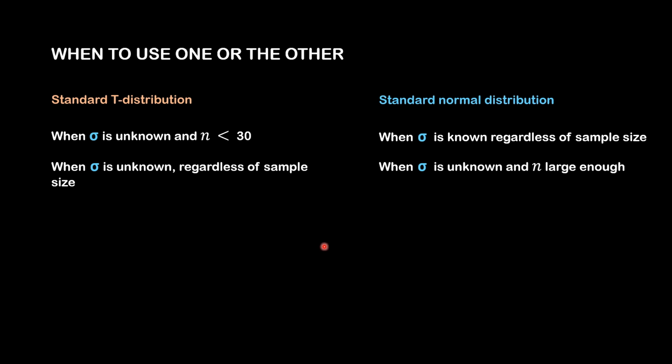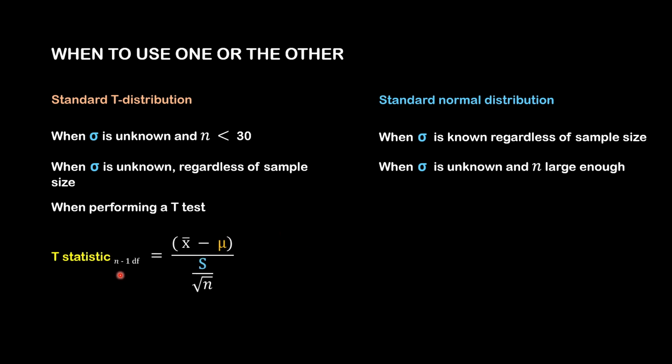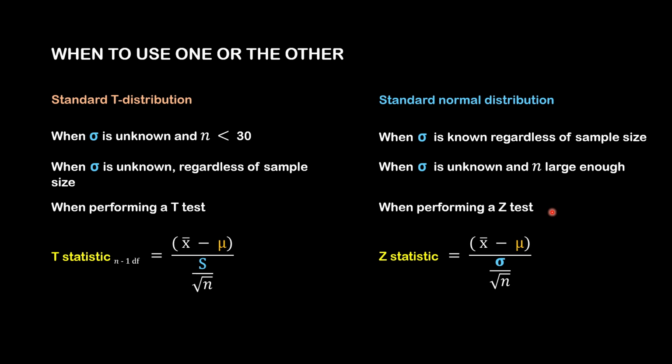And we use the t-distribution when we perform a t-test, where we calculate a t-statistic with n-1 degrees of freedom using this formula. And we use the normal distribution when we perform a z-test, in which we calculate a z-statistic using this formula when sigma is known, and this formula when sigma is unknown. And just to clarify, in these two formulas, x bar represents the sample mean, mu represents the population mean, or the mean of the sample means, if you will. S is the sample standard deviation, n is the sample size.